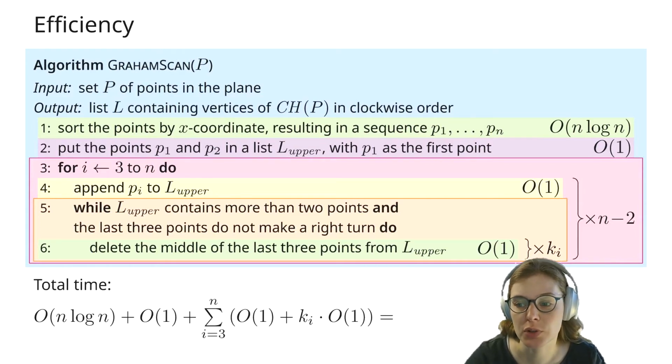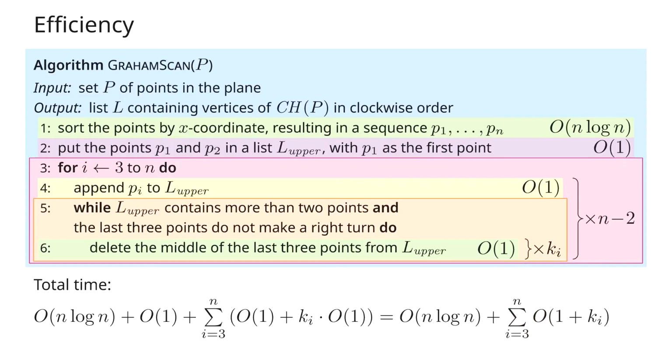So now we can put all these together, sum them up, and obtain the total running time of the BRAMScan algorithm. We can simplify the expression that we get to this format. Big O of n log n is the first term, and the second term is the sum from 3 to n of big O of 1 plus ki.